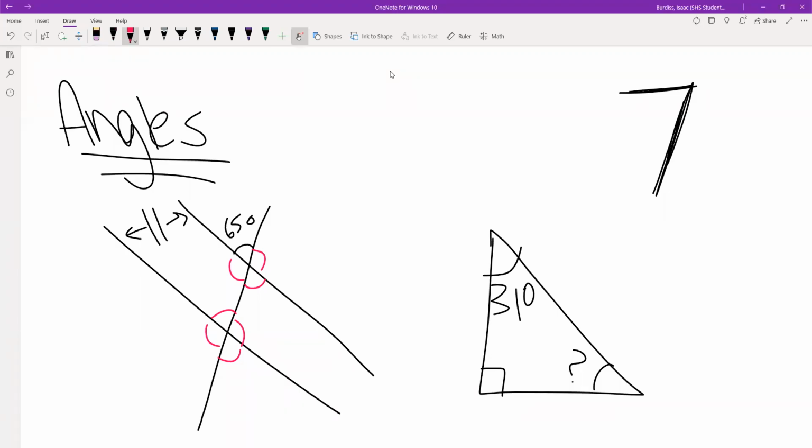Hey, this is problem type number 7 that you might see. This is angles. This is one of the more important ones. So let's first look at angles that are just on lines.